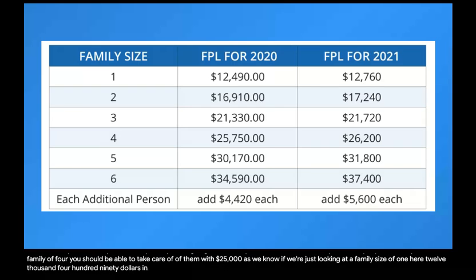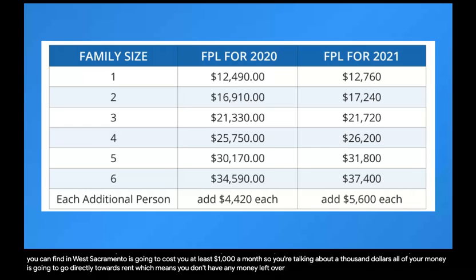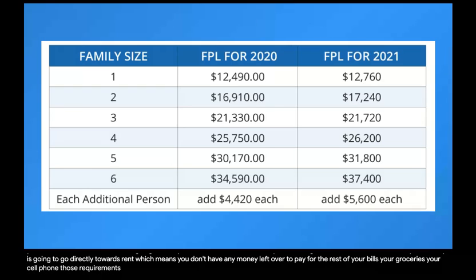As we know, if we're just looking at a family size of one here, $12,490. In California, it would be very difficult for one person to be able to live off of that. The cheapest rent you can find in West Sacramento is going to cost you at least $1,000 a month. All of your money is going to go directly towards rent, which means you don't have any money left over to pay for the rest of your bills, your groceries, your cell phone, bus fare or a car, transportation fees. All of those things don't go into account. So it's going to be a struggle for you to pay for yourself financially just based on that poverty line.